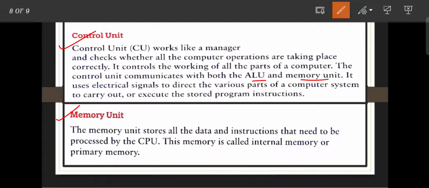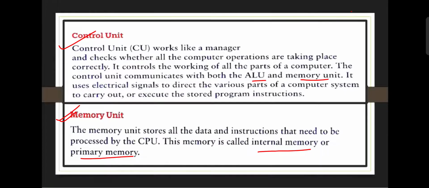The last part is the memory unit. The memory unit stores all the data and instructions that need to be processed by the CPU. We have already discussed that when the CPU processes something, the data and information are stored in some memory unit. This is the memory unit, a part of the CPU. The memory is called internal memory, or primary memory. So these are the three main parts of the CPU.